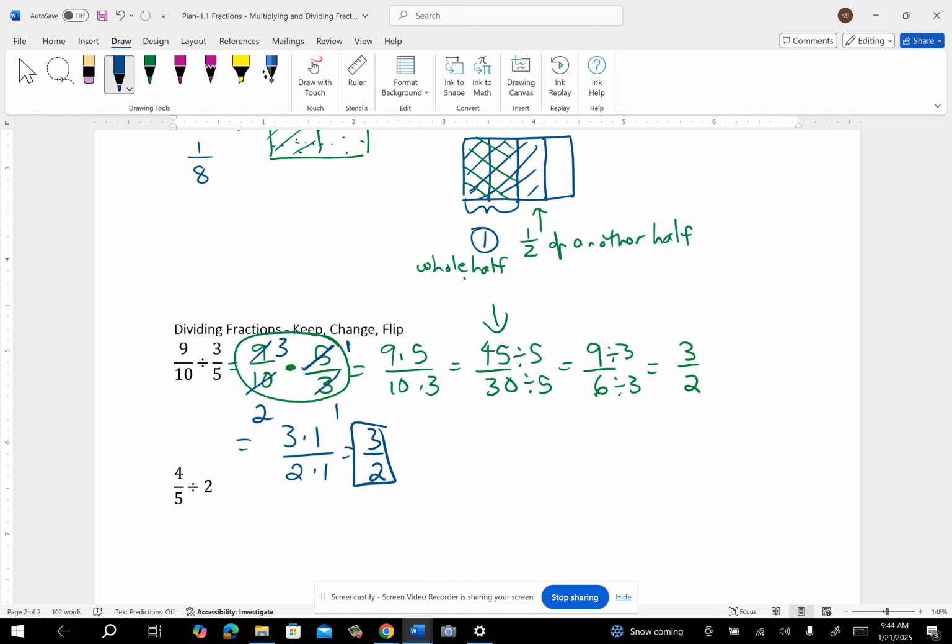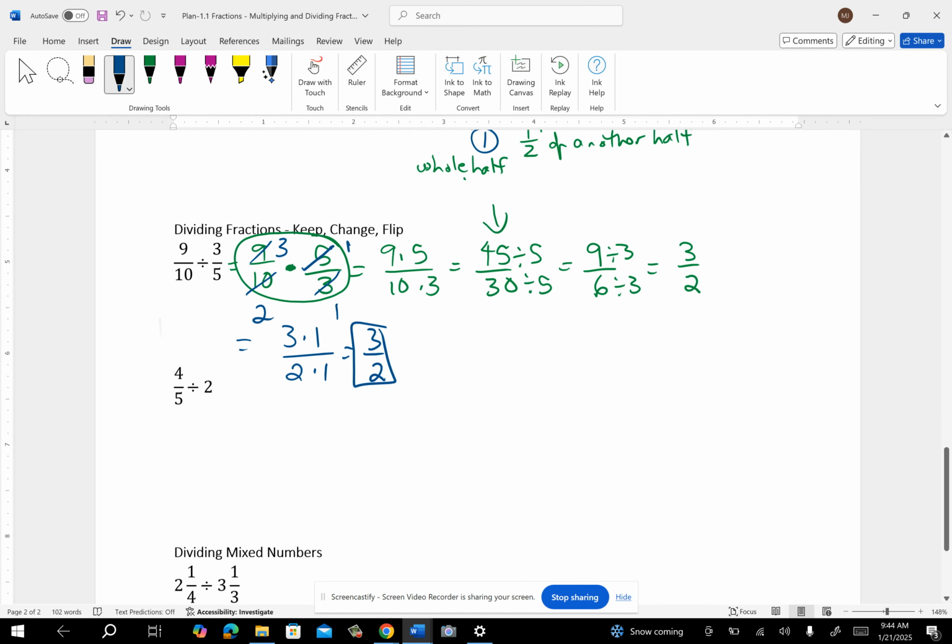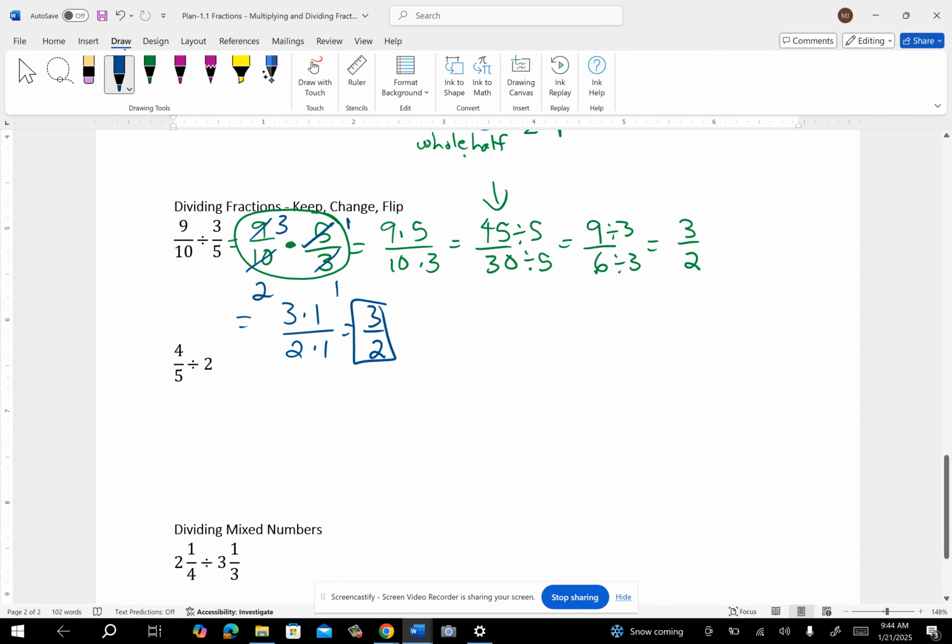Okay. All right, so let's try 4/5 divided by 2. Okay, so first thing, before I even do keep, change, flip, I'm going to rewrite that so 2 is written as a fraction. Okay, then I'm going to keep, change to multiplication, and take the reciprocal of 2 over 1. So I'm going to flip it.